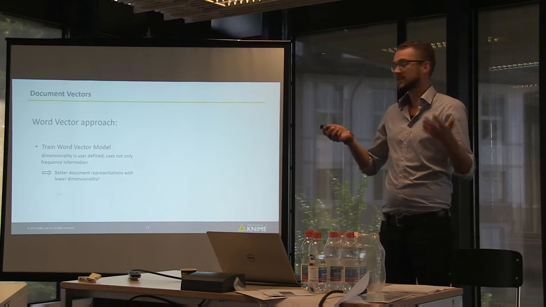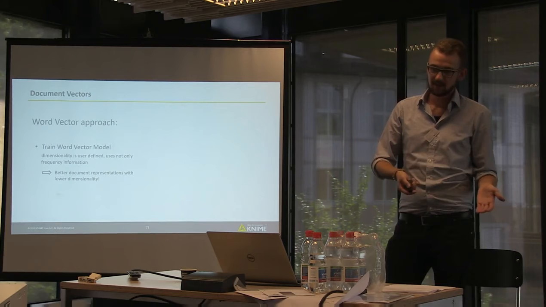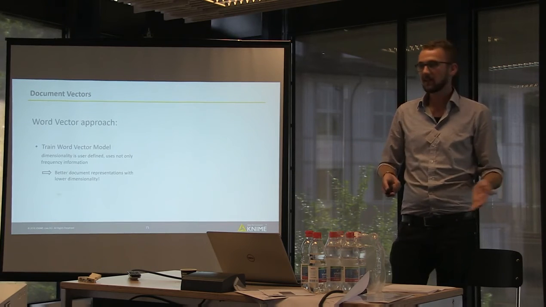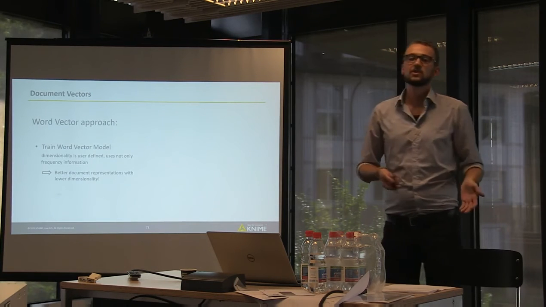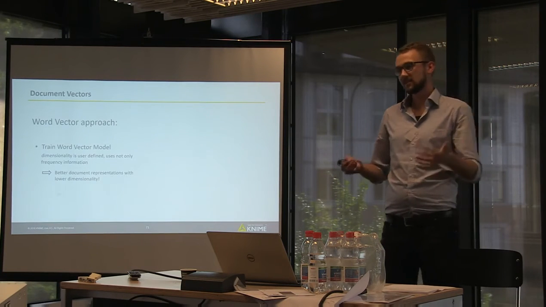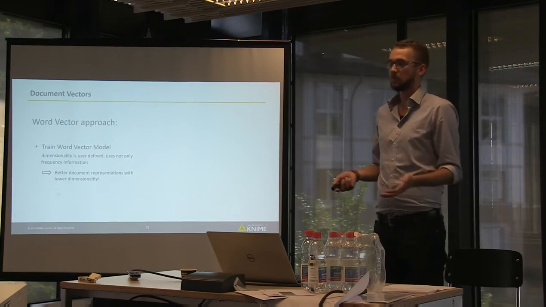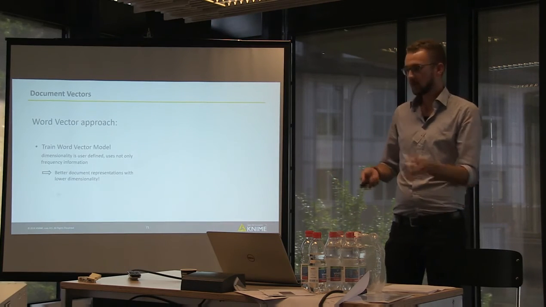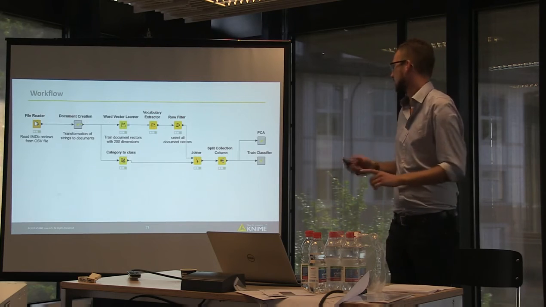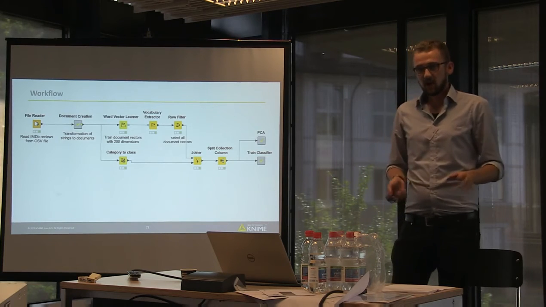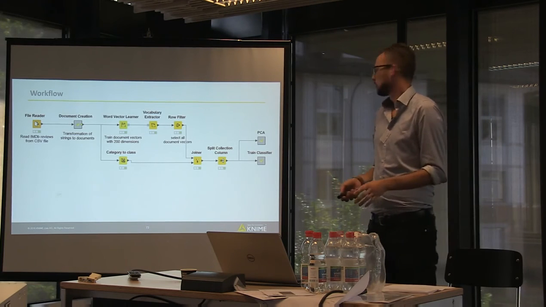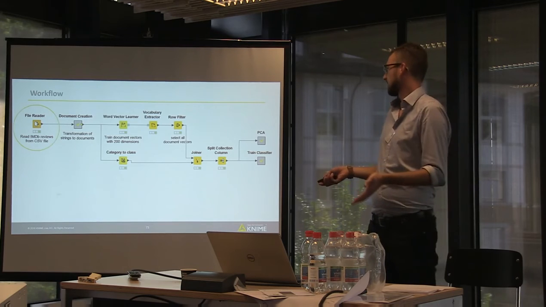Here the nice thing is that we can actually choose the dimensionality of our data, and because it's not only using frequency information but is able to correlate the words with one another, this generally leads to better document representations, which I will show you in the next example. So here you can see the overview workflow of how you would do the sentiment classification. Of course, again, read in your data.